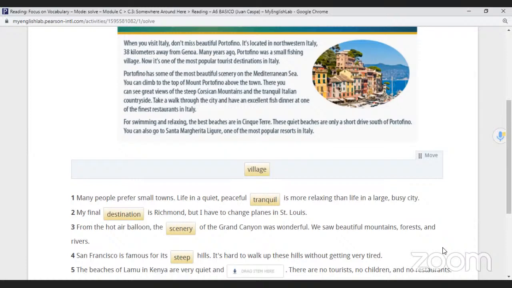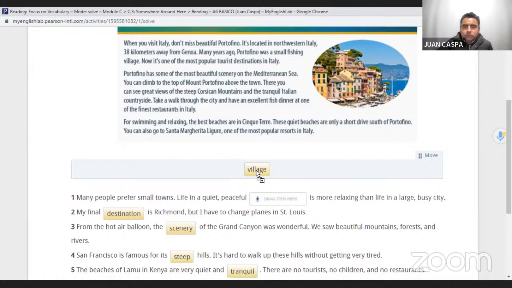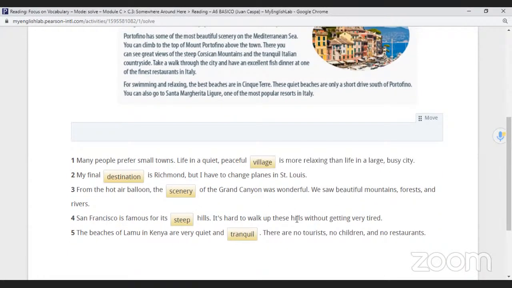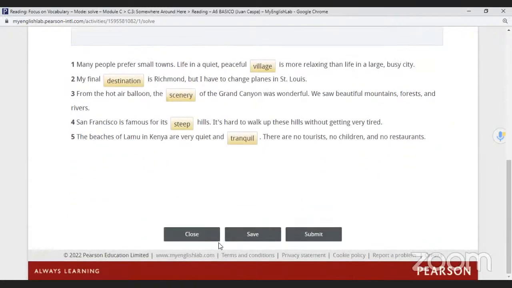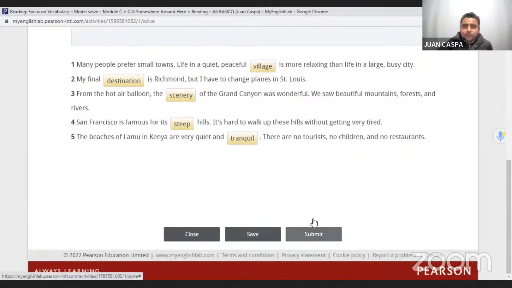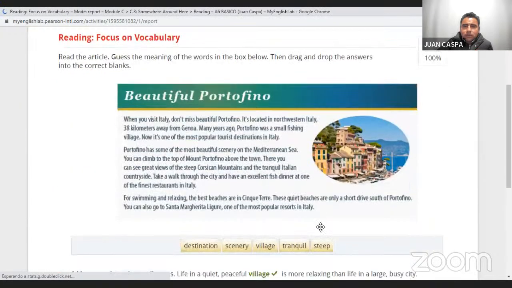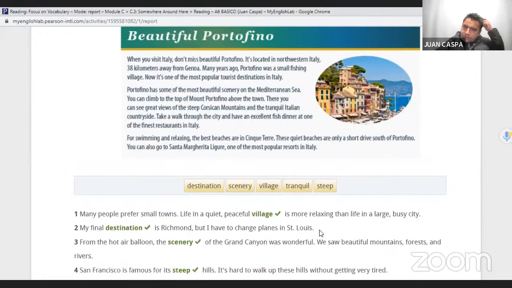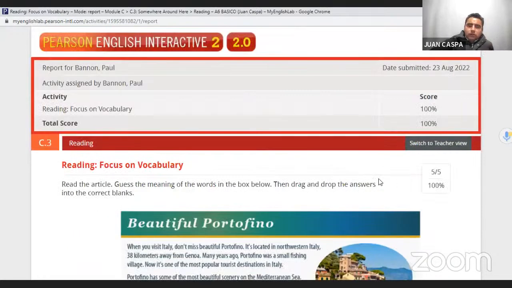Creo que ahí es tranquil. And peaceful village, right? Peaceful. Yes, peaceful village. Pueblo pacífico. Yes, it's perfect. Okay. Let's continue with the other exercises.